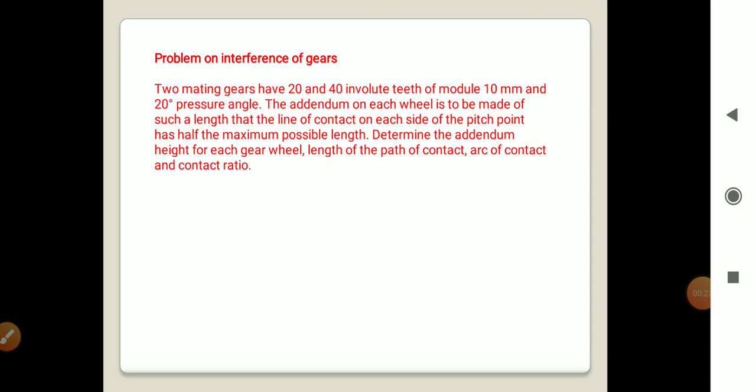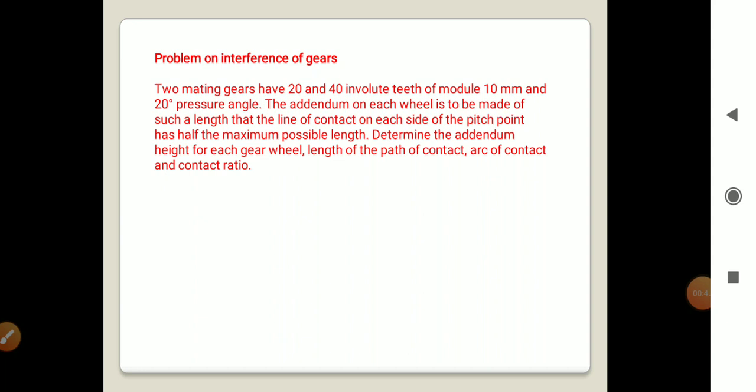Two mating gears have 20 and 40 involute teeth of module 10 mm and 20-degree pressure angle. The addendum on each wheel is to be made of such a length that the line of contact on each side of the pitch point has half the maximum possible length. Determine the addendum height for each gear wheel, length of path of contact, arc of contact and contact ratio.